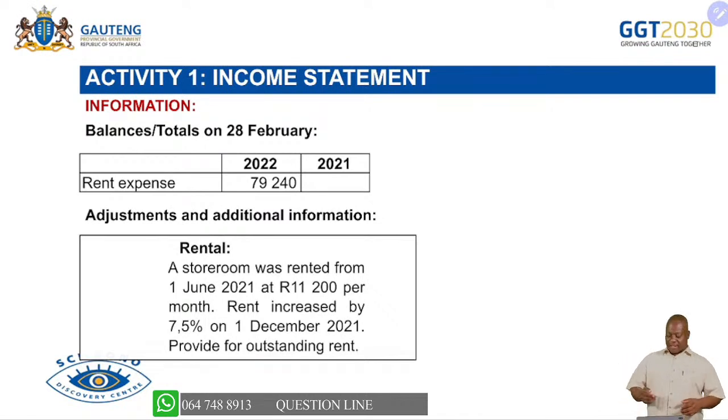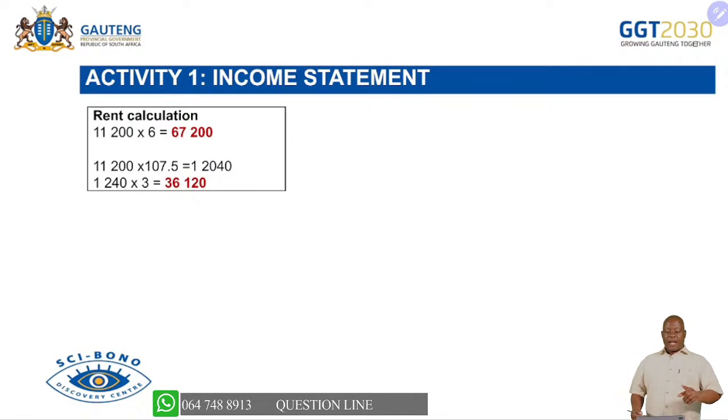Okay, let's not just say it. Let's do it and see how it's done. 11,200 times 6 is 67,200. Are we okay with that? Straightforward. And then, when it comes to the last 3 months, we must start by increasing the 11,200 by 7.5%.